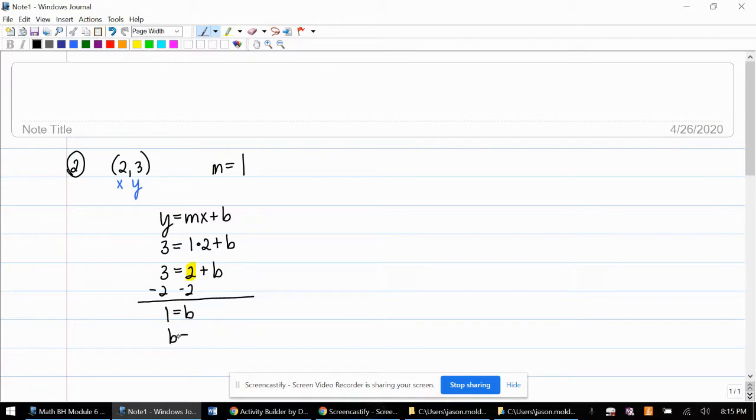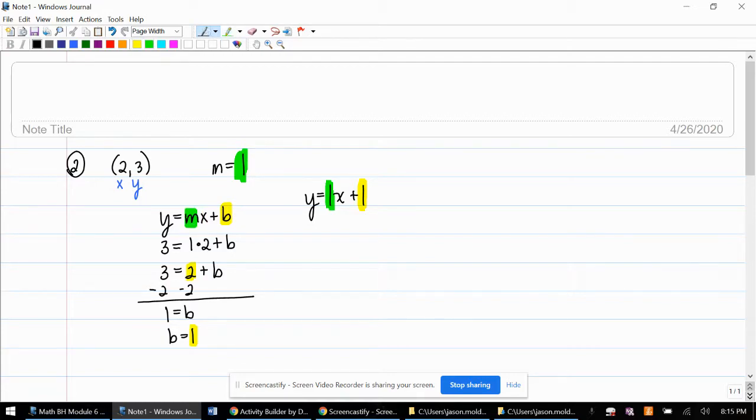So we know that b is 1, and that means that we know our equation then is y = 1x + 1, where m goes in front and our y-intercept, which is b, goes there. Okay, there it is in the original.